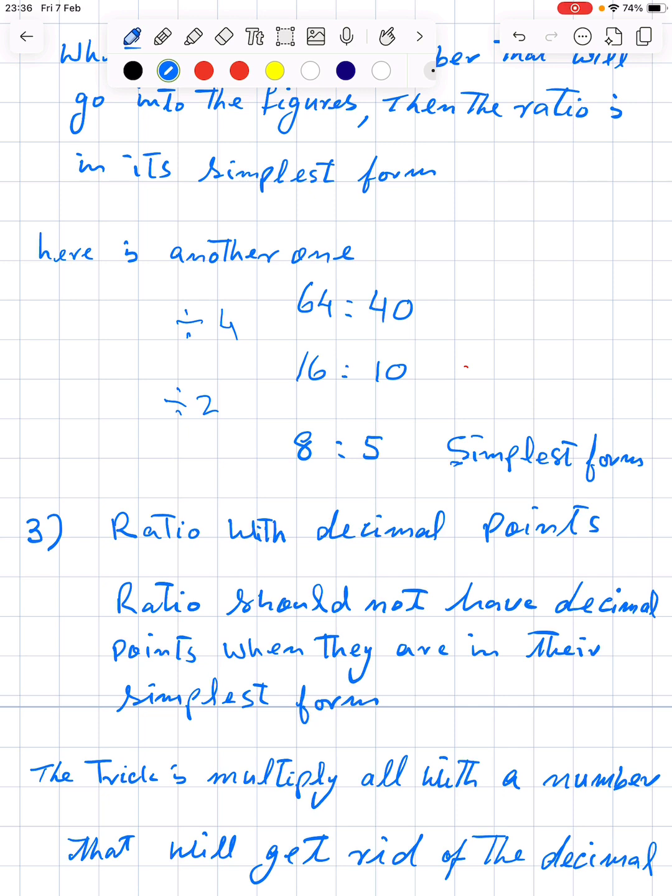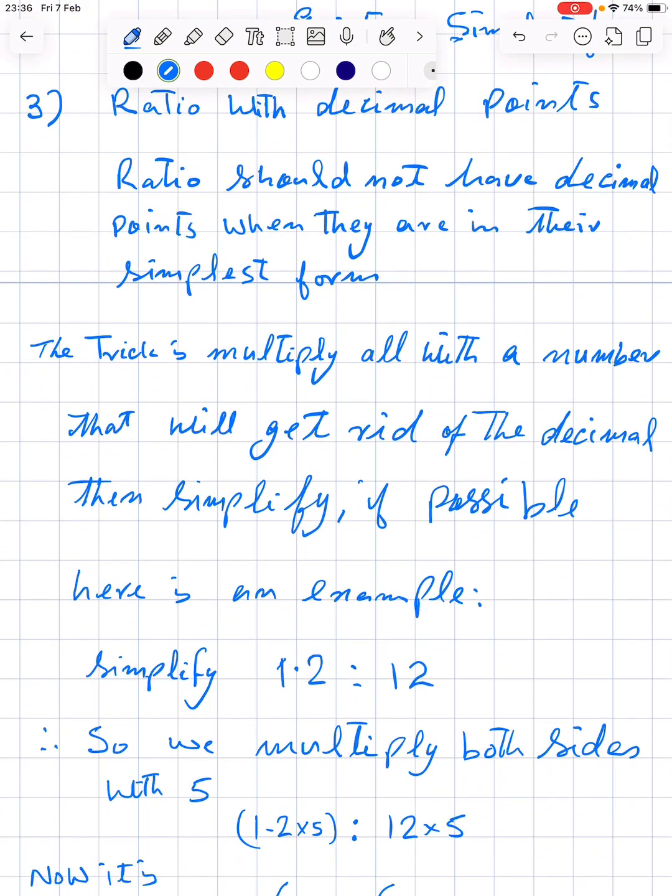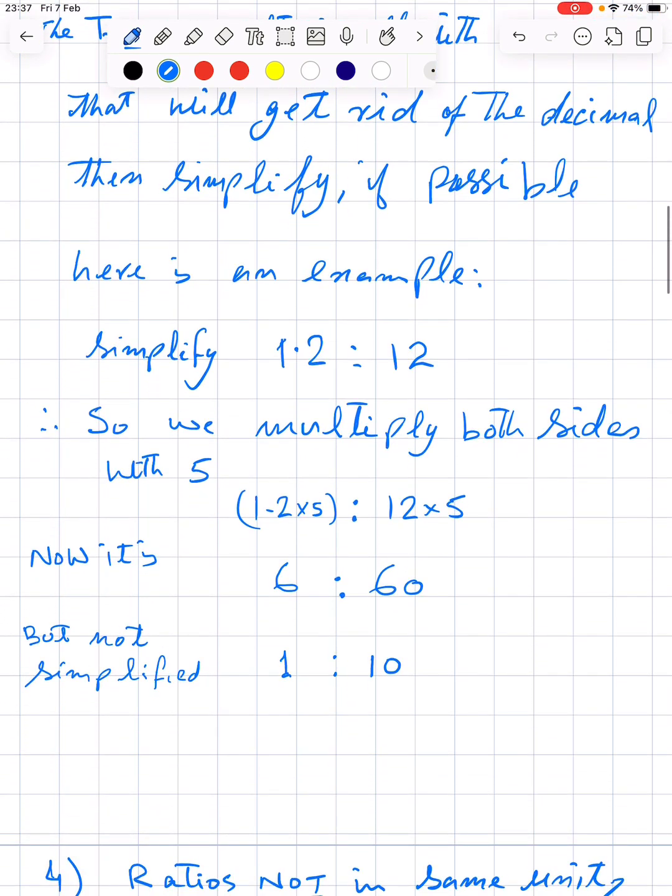Ratio with decimal points. What to do with that? Ratio should not have a decimal point when they are in their simplest form. The trick is multiply all with a number that will get rid of the decimal. Then simplify if possible.